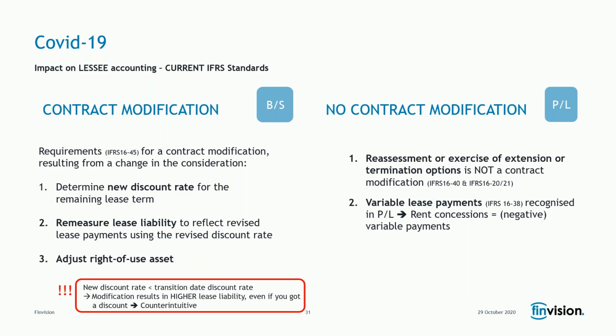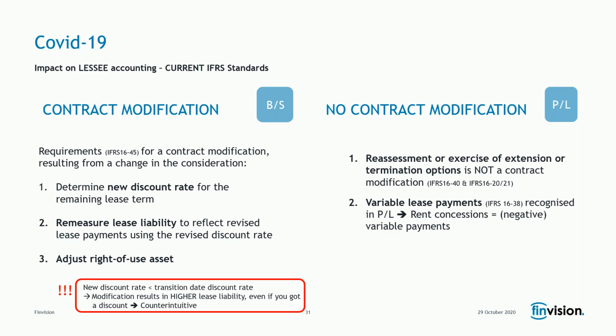A little bit a refresher from what some thought, but I want to go into full detail. The contract modification, when you apply a balance sheet approach, can result, for instance, from a change in the consideration, like some explained. There you will have to determine the new discount rate for the remaining lease term. And in a lot of cases with contract modifications, you will have to revise the discount rate. You will have to remeasure then the lease liability to reflect the revised lease payments using that new discount rate, and you adjust the right of use asset.